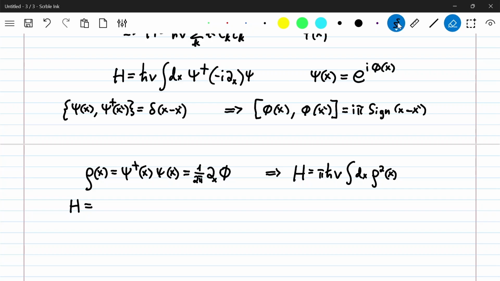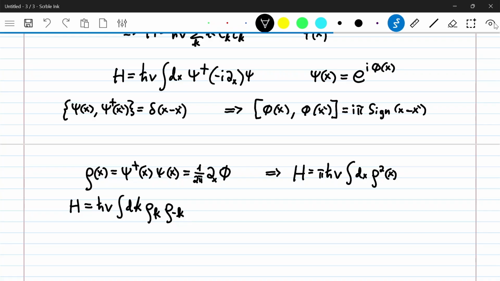I'll write it as an integral. So it's h bar v... This is just rewriting the Hamiltonian in K space, where rho K is the Fourier transform of rho of X.